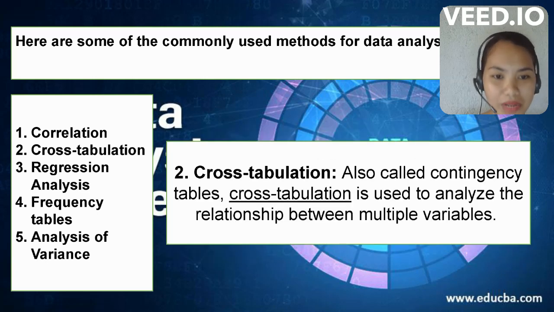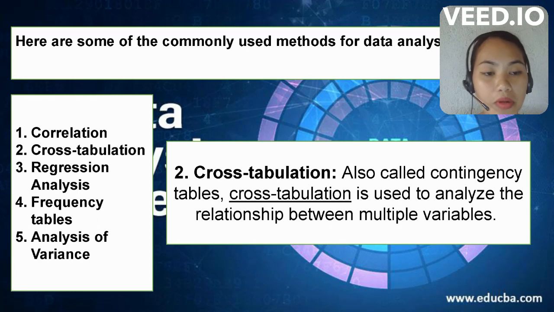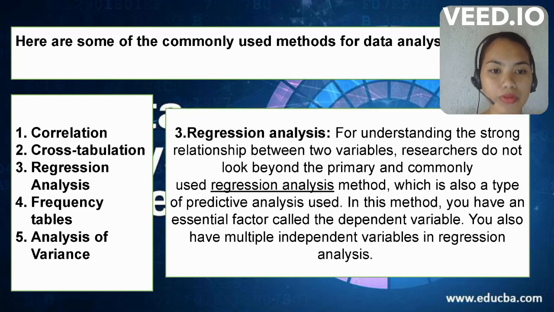Second, we have cross tabulation. Also called contingency tables, cross tabulation is used to analyze the relationship between multiple variables. Third, regression analysis. For understanding the strong relationship between two variables, researchers do not look beyond the primary and commonly used regression analysis method, which is also a type of predictive analysis. In this method, you have an essential factor called the dependent variable. You also have multiple independent variables in regression analysis. This is really applicable to research because we have multiple independent variables.